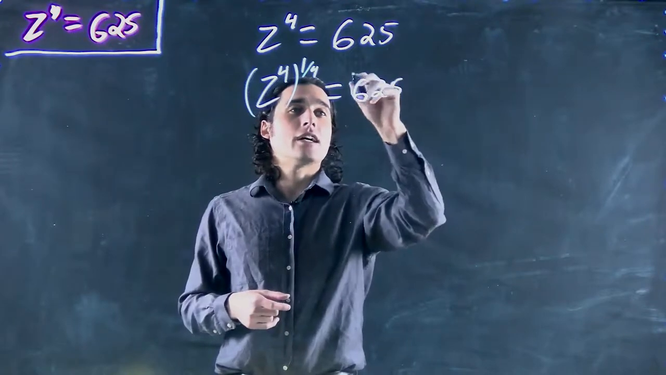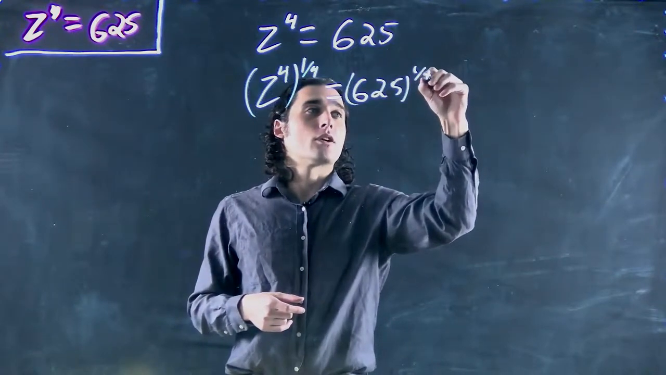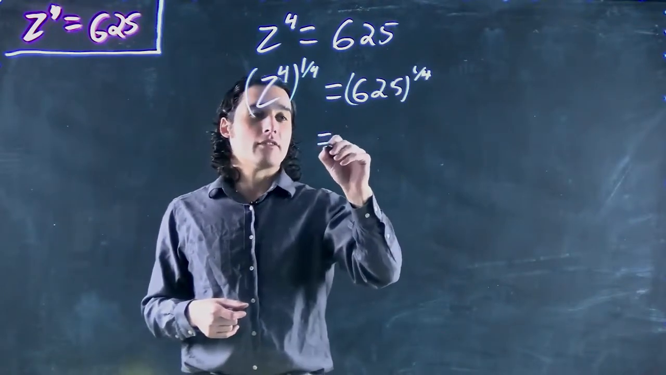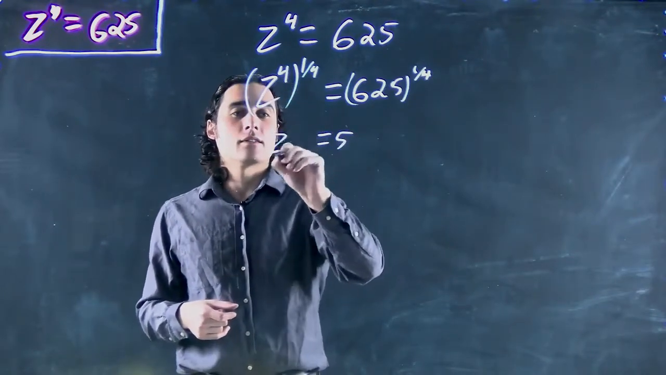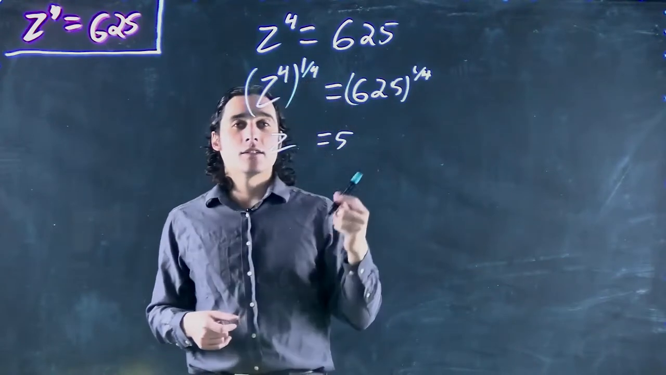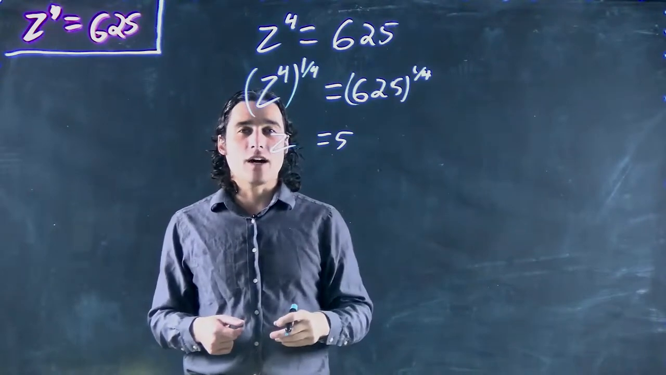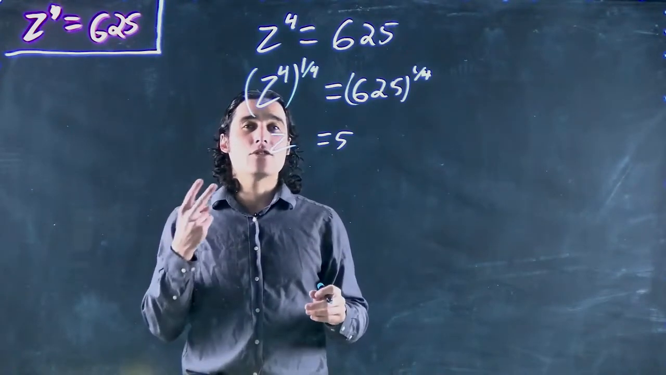So 625, the fourth root, or 1/4 power. And when we plug this in our calculator, we should find that is equal to 5. But we actually aren't done. Our calculator will spit out 5, but there's actually two answers.